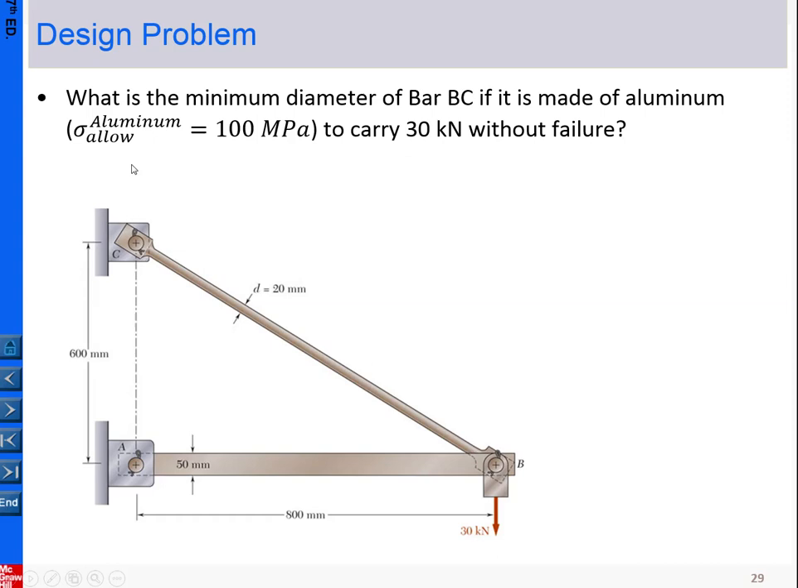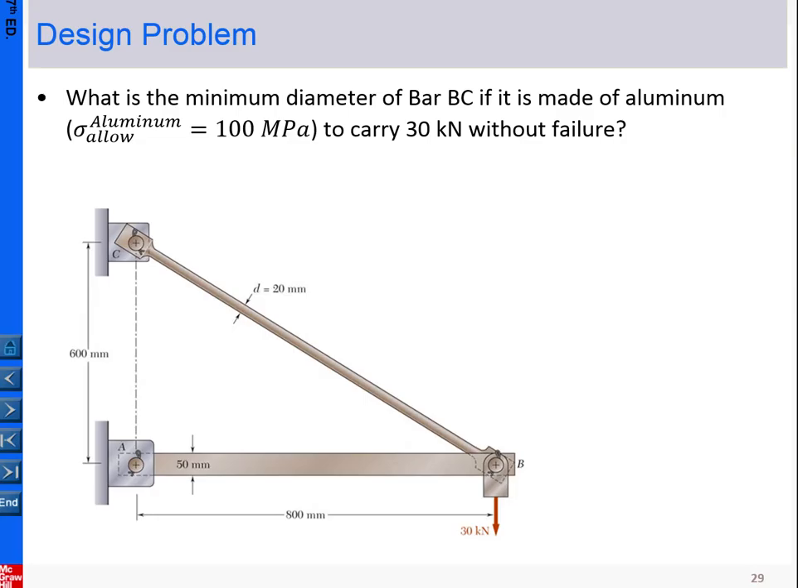We look up the data book of the aluminum and from vendors, and the vendor provided the allowable stress as 100 MPa. So under these situations, we want to see if we swap this rod from steel to aluminum, would that still be okay to carry 30 kilonewtons? The answer is, how do you think?